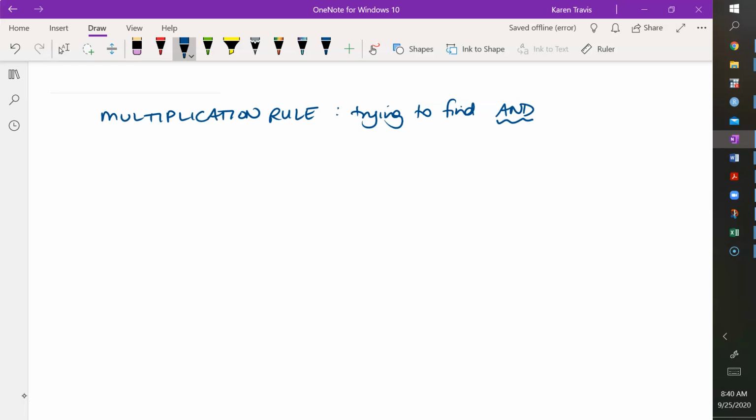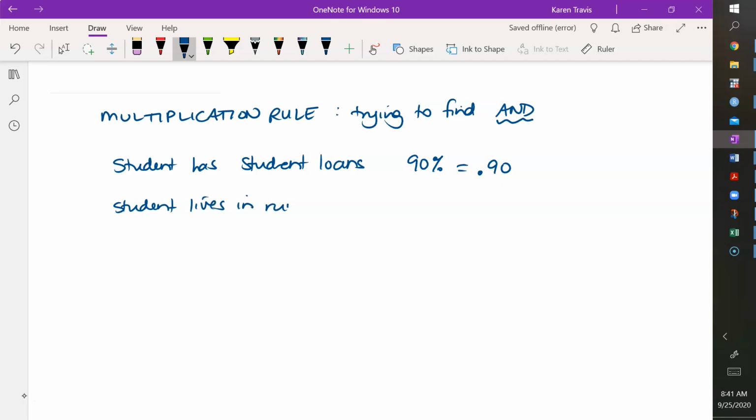So let's say we just have a story that a student has student loans after graduation. And let's say that's 90% of students. So that is probability of 0.9. And let's suppose we know the student lives in rural area, given they have student loans. Let's say we knew that that was a 0.8.